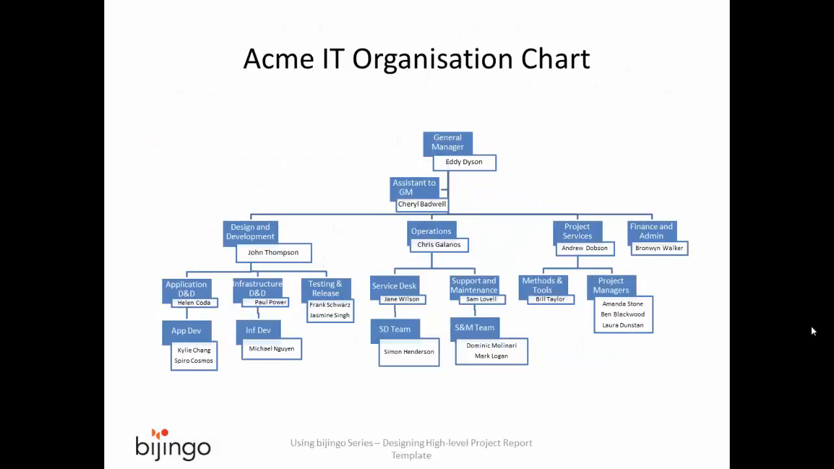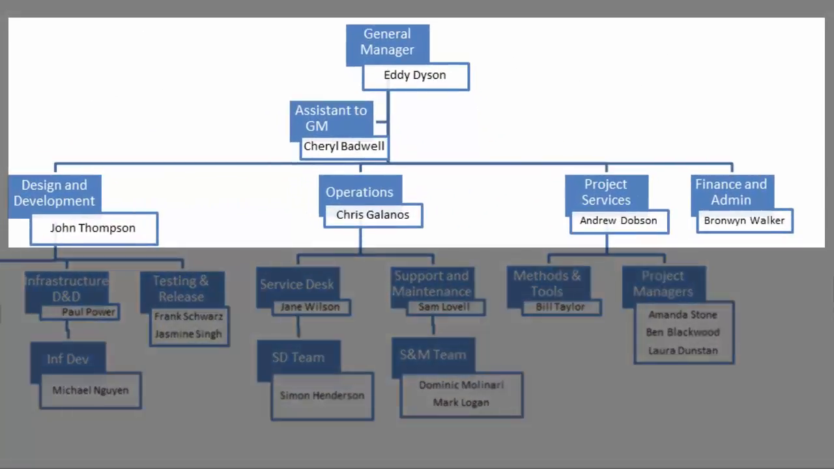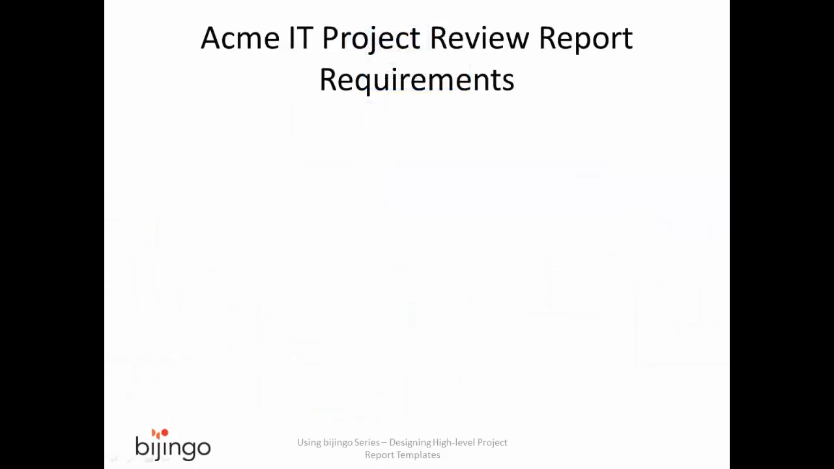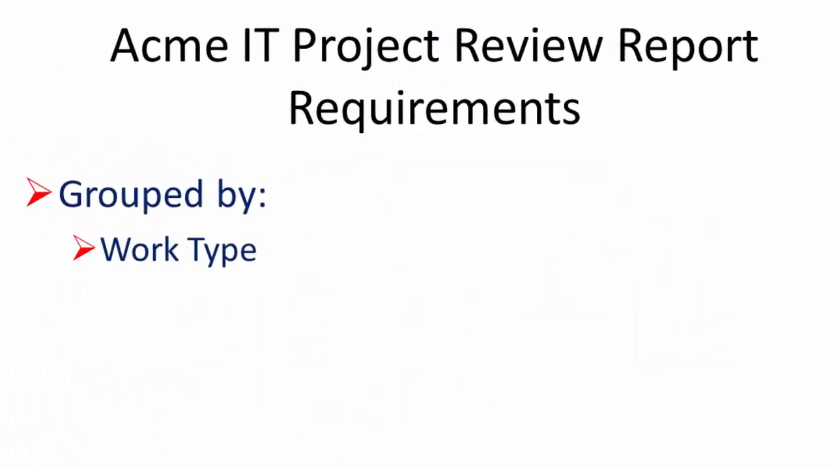At Acme IT, the management team conducts a monthly review of all projects. To assist with this, they've asked the Acme IT Bijingo system administrator, Bill Taylor, to create a simple report that summarises key information on current projects. They want the report to show projects grouped according to the work type, which is a code set in the Acme Bijingo system set up to distinguish projects of different types.